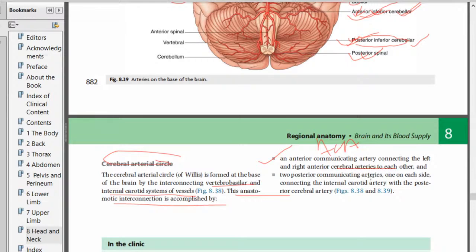Two posterior communicating arteries, one on each side, connect the internal carotid artery with the posterior cerebral artery.